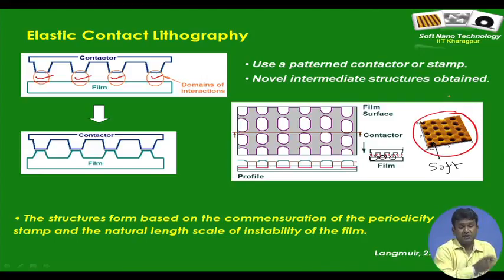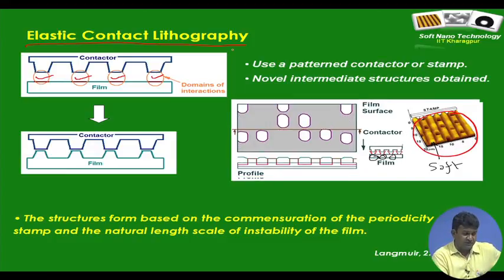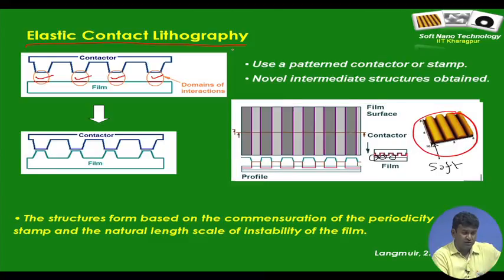But what is the real novelty of this technique from the standpoint of patterning? You start off with a grating pattern stamp, and then you create an array of holes with 2D order. This is the real advantage, the real novelty of cleverly utilizing elastic contact instability with a pattern stamp, and this technique is known as elastic contact lithography, a really rare capability of obtaining 2D structures starting from a 1D stamp.